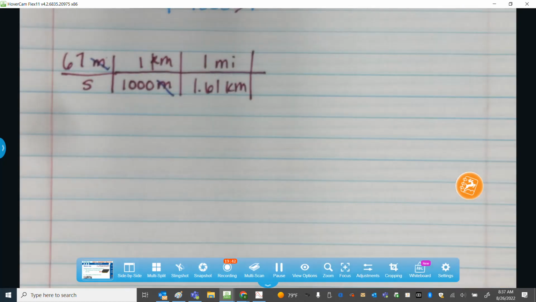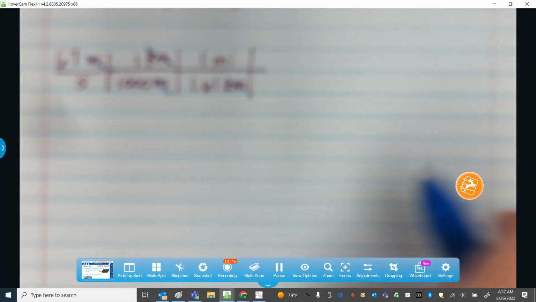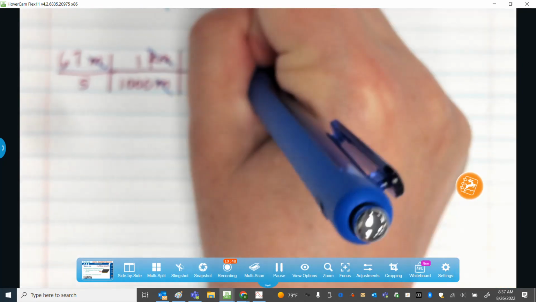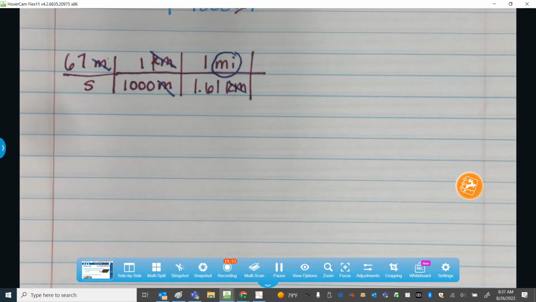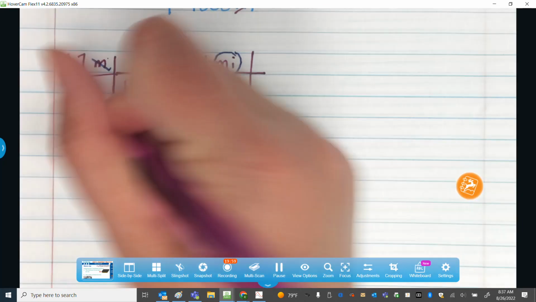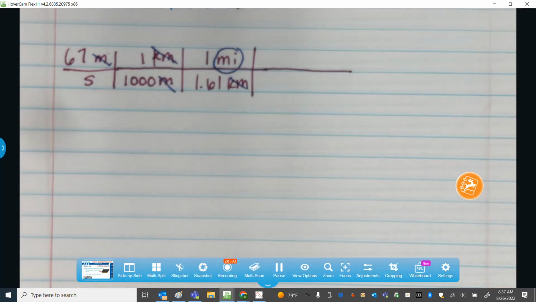Okay, and so again, I can cancel that unit. And now I have miles for my distance unit, which is what I want. MI, by the way, is the abbreviation for miles. M is meters, so don't mix the two up. All right, but I still have miles per second, and I want hours. To cancel seconds and get hours, do you know how many seconds are in an hour?